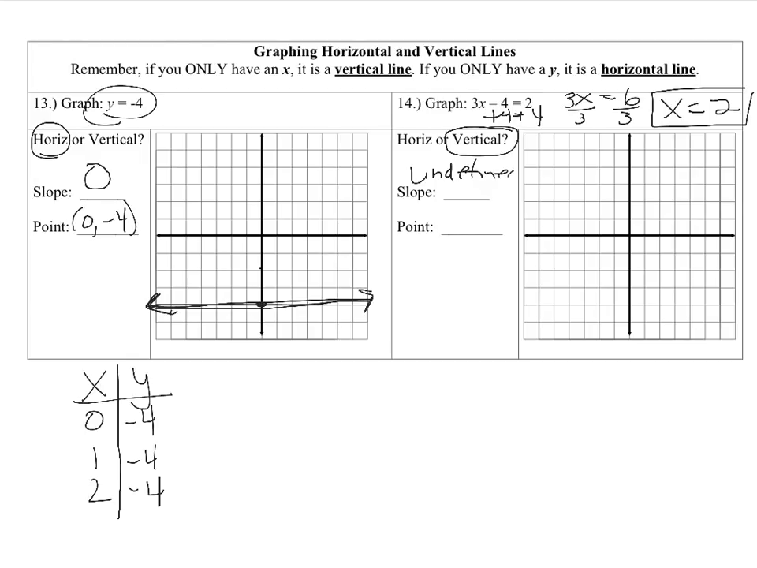I would like you to continue to write the word undefined. Try not to abbreviate it. I want to make sure you know that word. And then a point would be anything where the x value is 2. I like to say that it has an x-intercept of 2.